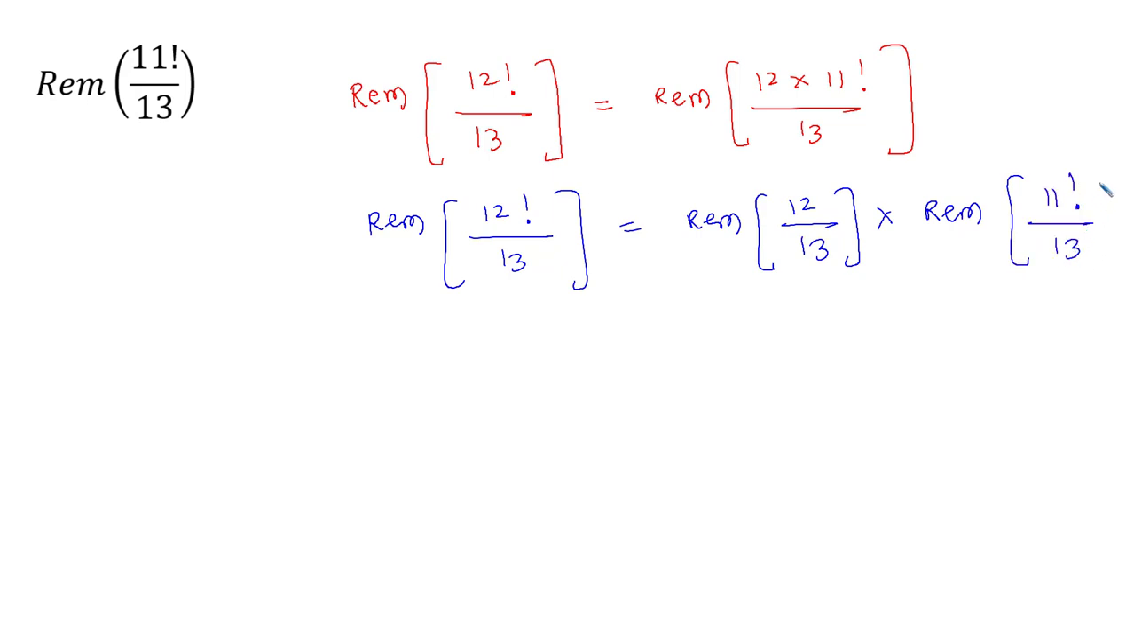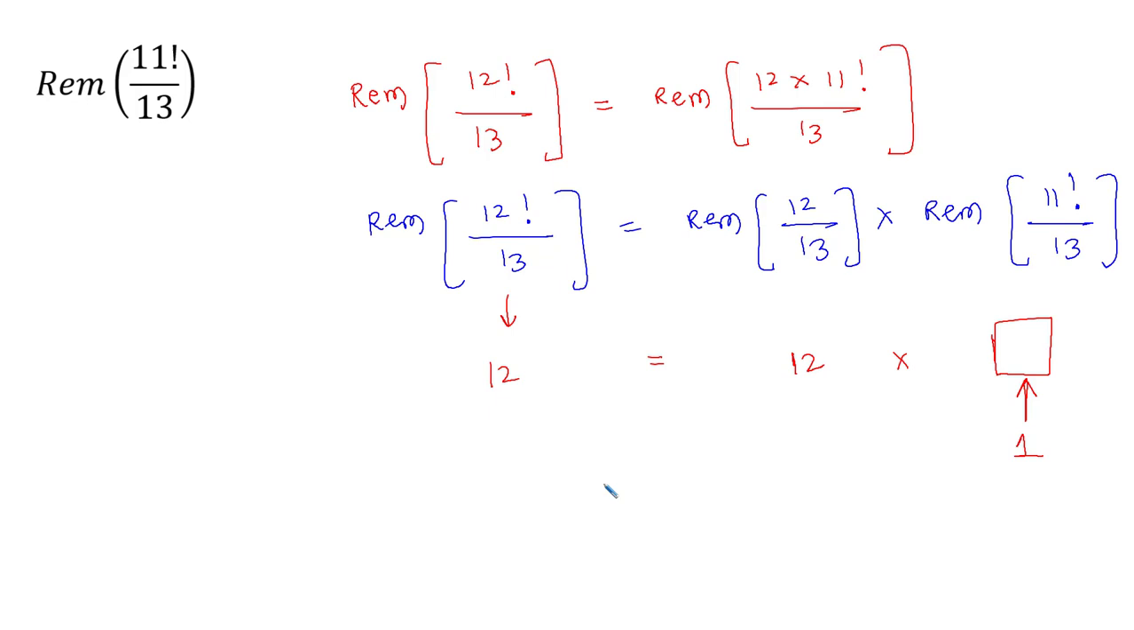Okay, so as per our previous calculation, the remainder of 12 factorial divided by 13 is how much? 12. Okay, the remainder of 12 divided by 13 is how much? 12. Okay, into the remainder of 11 factorial divided by 13, we don't know. So 12 is equal to 12 into which number? That is 1. So in this box there has to be 1.